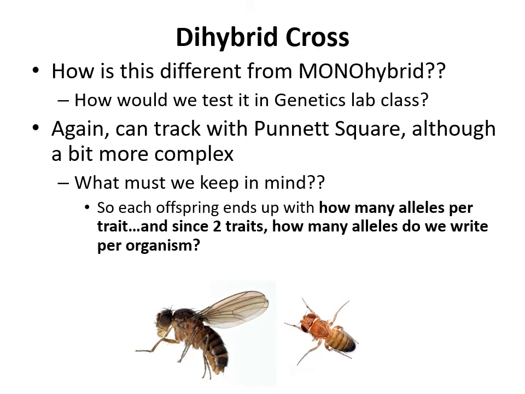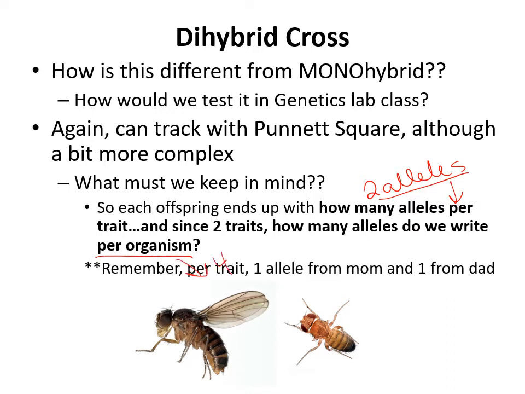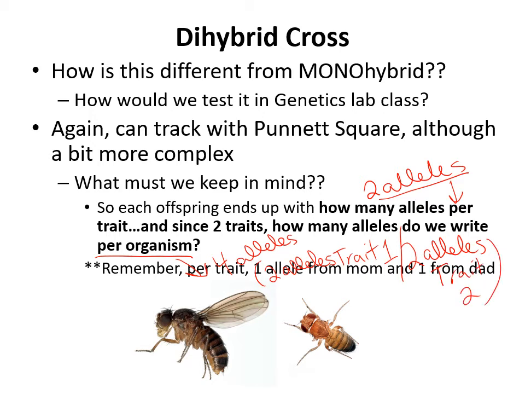Okay, so you end up with the answer to these questions. Okay, you have 2 alleles per trait. Okay, and then per organism for dihybrid cross, you're going to have 4 alleles. Okay, 2 alleles for trait 1, and then 2 alleles for trait 2. Okay, and a lot of times I like to kind of write it out, trait 1, trait 2, to remind myself what's going on. And for the dihybrid cross, we're going to look again at 2 different traits.